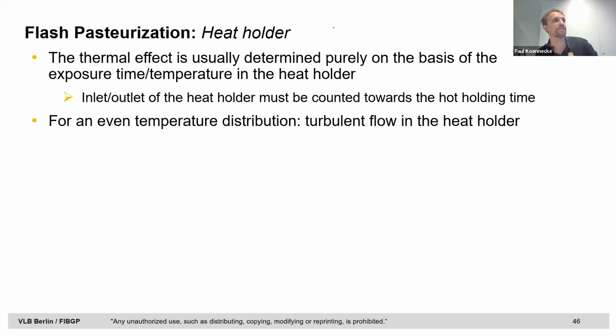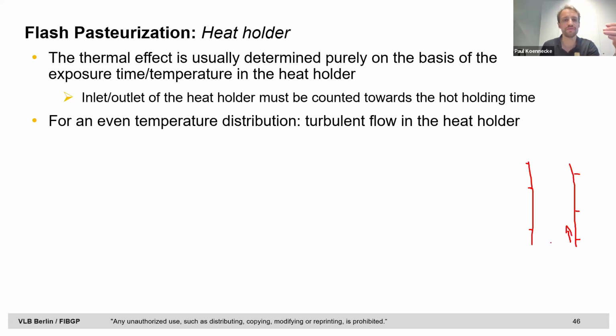And for an even temperature distribution, you have to have a turbulent flow in your heat holder. Are you familiar with the difference of a tubular and a laminar flow? Little bit. Okay, so just for example, I'm not sure whether I can really draw that, but when you have a laminar flow, let's say this is our beer lane, and the beer flows from here to there.